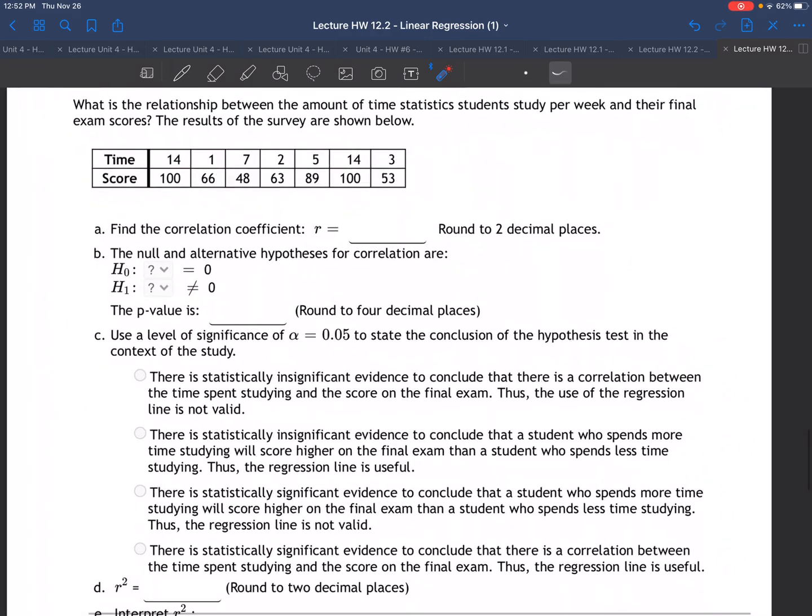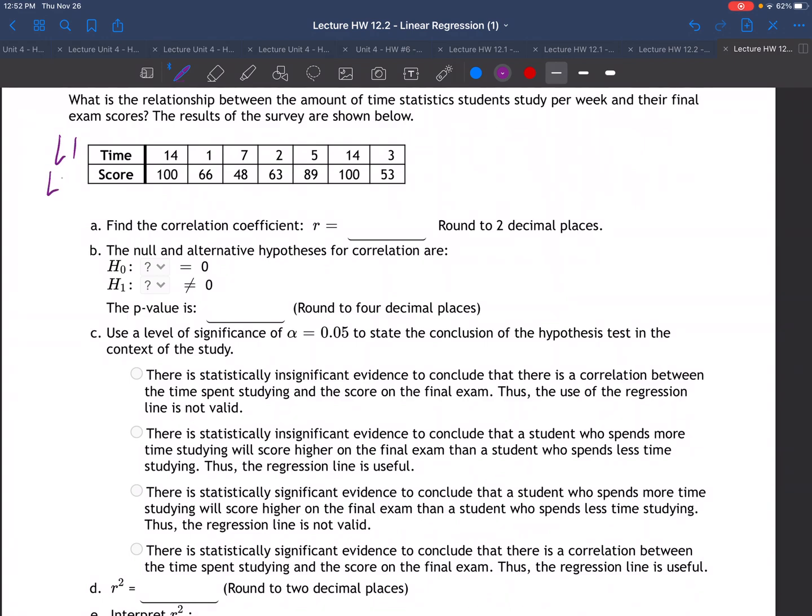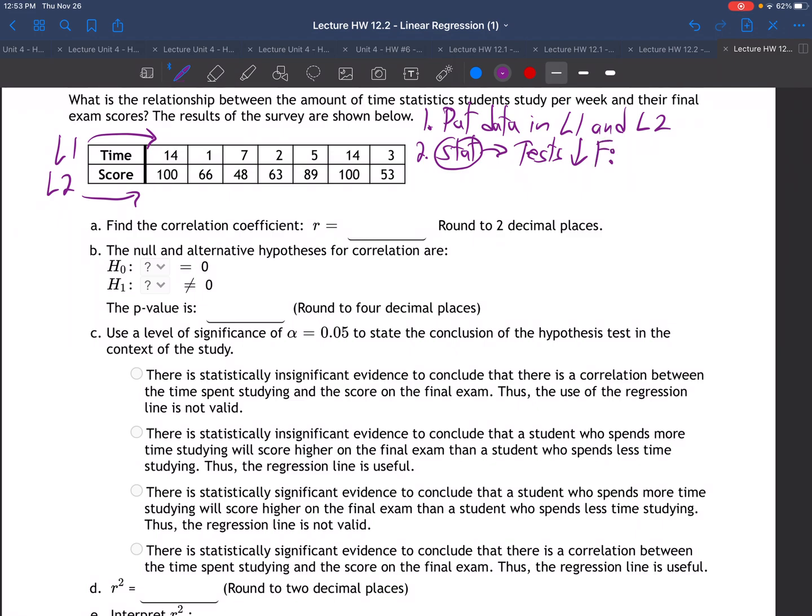So let's do that. The first thing you do is put these numbers in L1, these numbers in L2. So step 1, put the data in L1 and L2. You know how to do that. Once you've got it in there, then you go to Stat and over to Tests. Go down to, what number is it? F, which is linear regression t-test, and hit enter. That's the test we want.